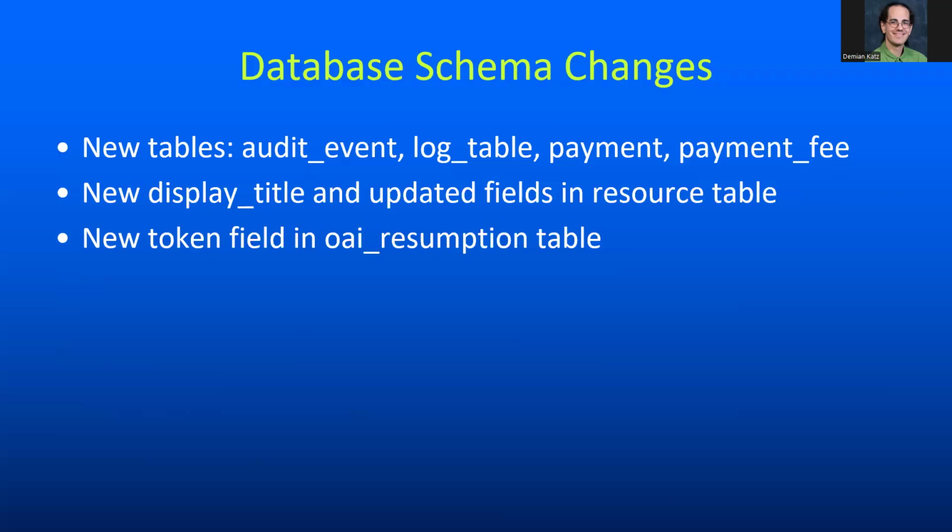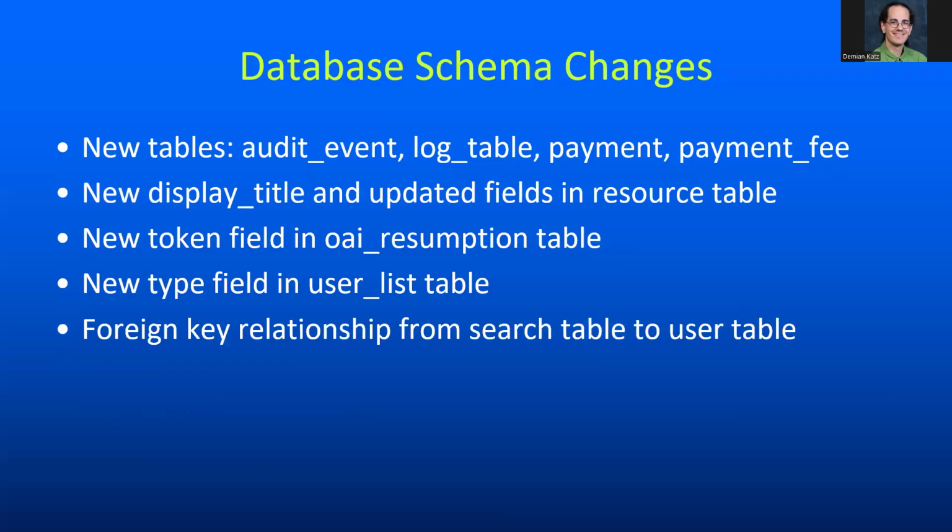We've added a new token field in the OAI resumption table so that it's now possible for the OAI PMH server to use resumption tokens that are different from the unique IDs of the rows there. We've added a type field to the user list table to support future development in which there may be different types of user lists. Right now, this just gets set to default and there are no other values used. This is a growth investment for the future.